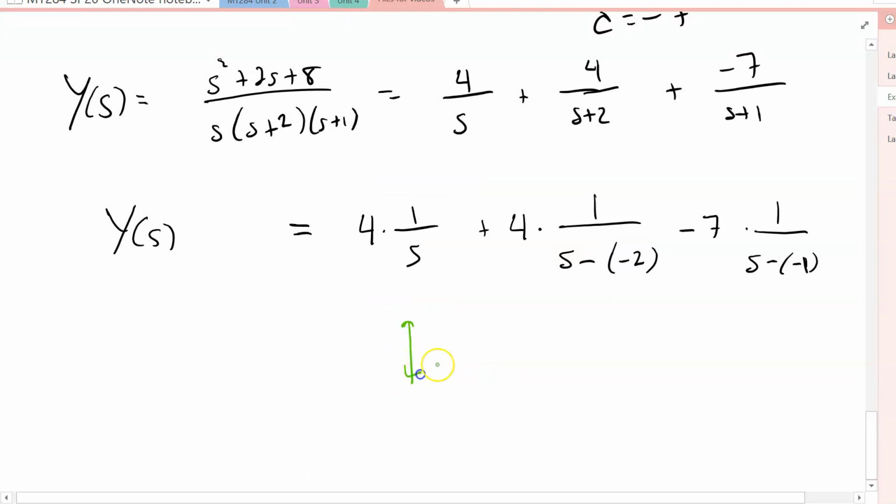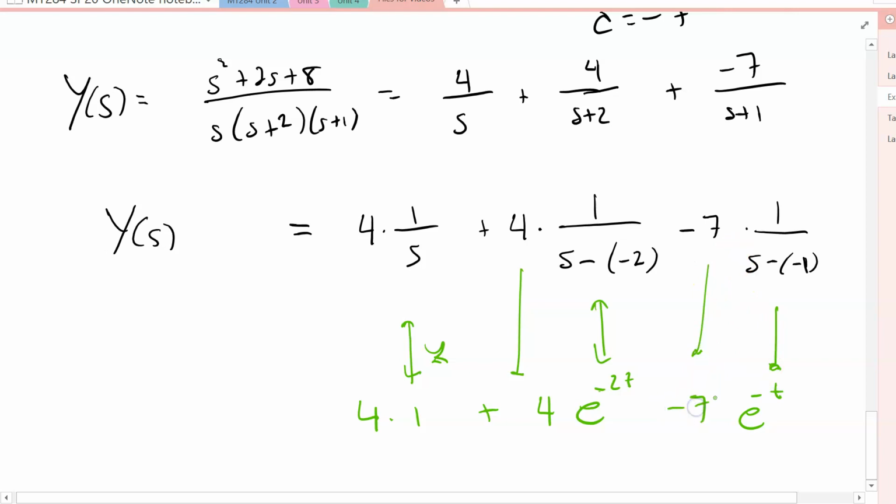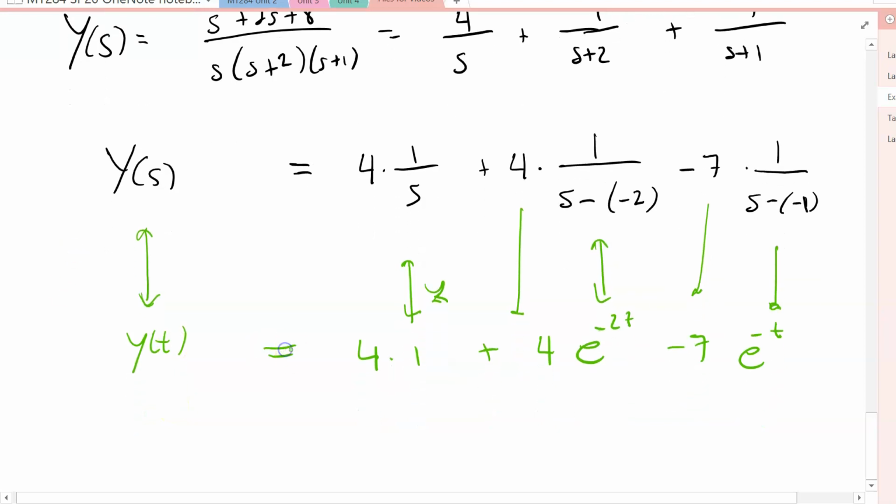All right, now going back to our example, what we want to say is, what is 1 over s related to? Via the Laplace transform, that's related to the constant function 1, so we're going to have 4 times 1 there. What is 1 over s plus 2 related to? That's related to e to the -2t. The constant 4 is going to come along for the ride, so we're going to have plus 4 times e to the -2t. 1 over s minus a where a is -1, so we'd have e to the -t here, and the -7 factor is just going to come along for the ride. And via the Laplace transform, what we've called capital Y of s is going to be related to little y of t. Alright, so now that's the inversion step.